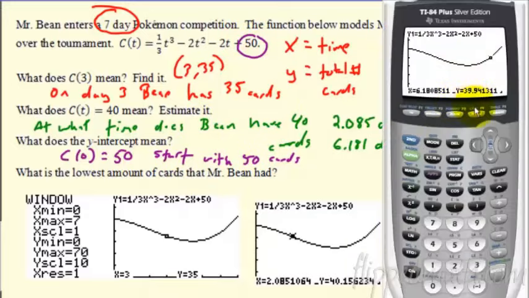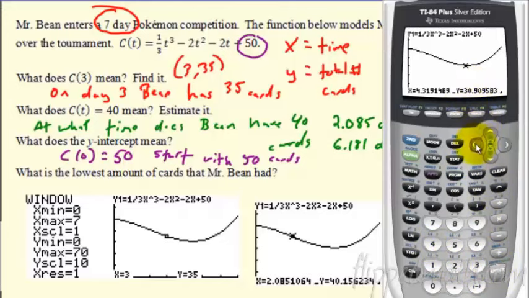If you didn't know that, could you trace 0? Just hit trace 0, and it puts you straight there. Boom, 0 is 50. What's the lowest amount of cards? Let's take a guess. It looks like it's around 765, so I'm going to guess 4.4. Totally just guessing. Hey, that's a pretty good guess.